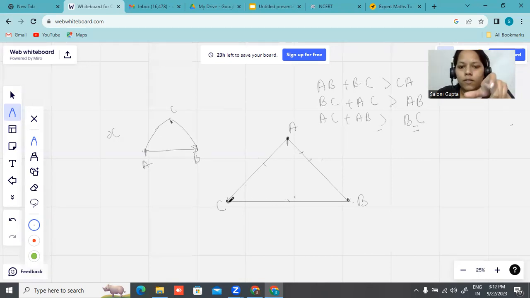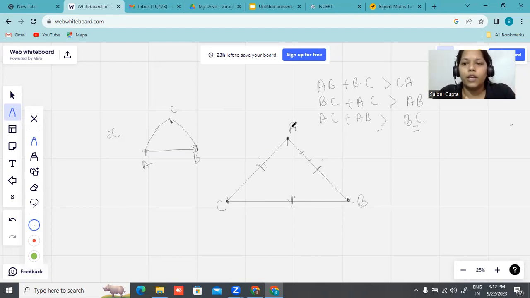The same holds in a triangle. When I am going from C to B, that means this BC will be less than the sum of AC and AB, that is, the sum of these two sides. So the same concept is working here.